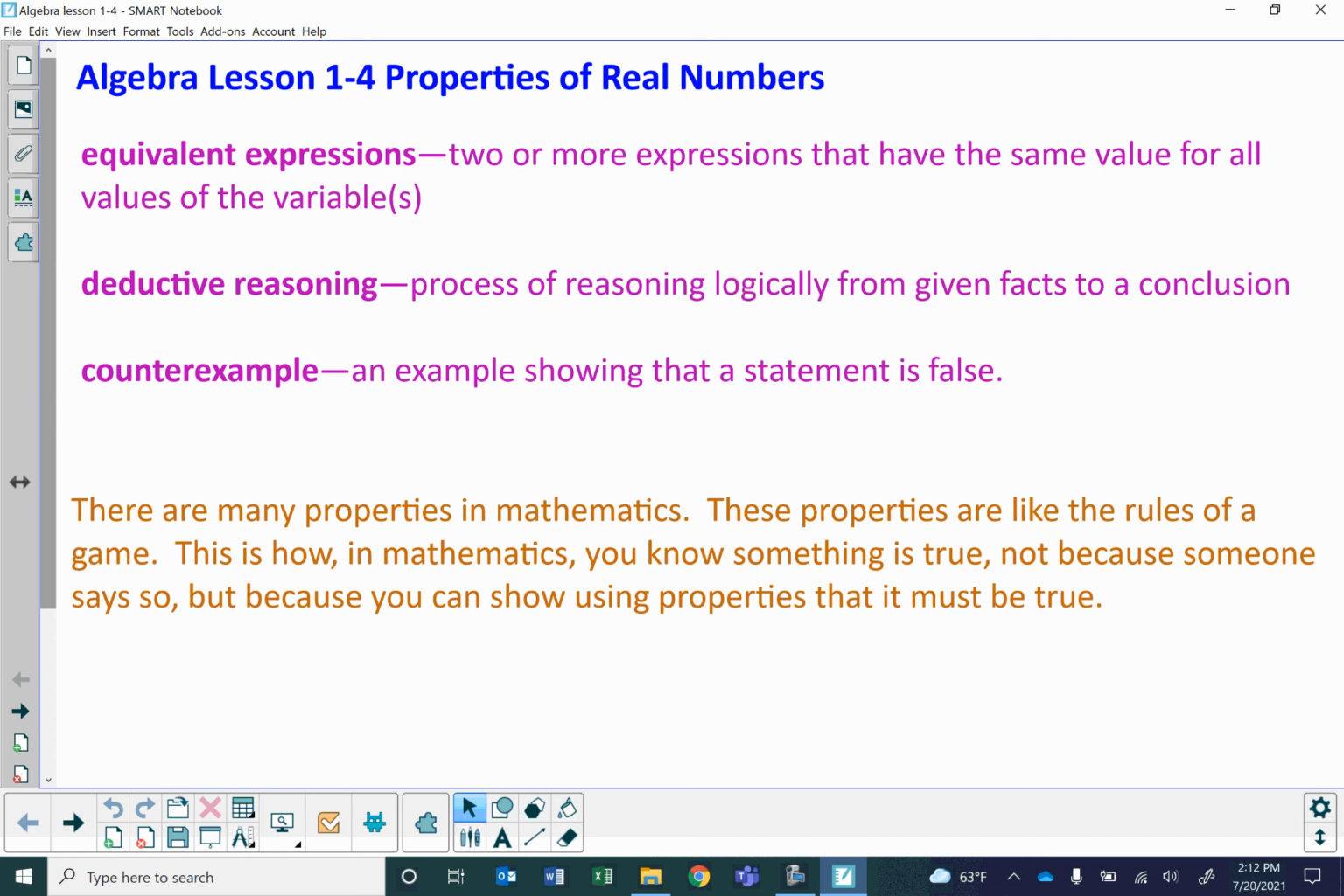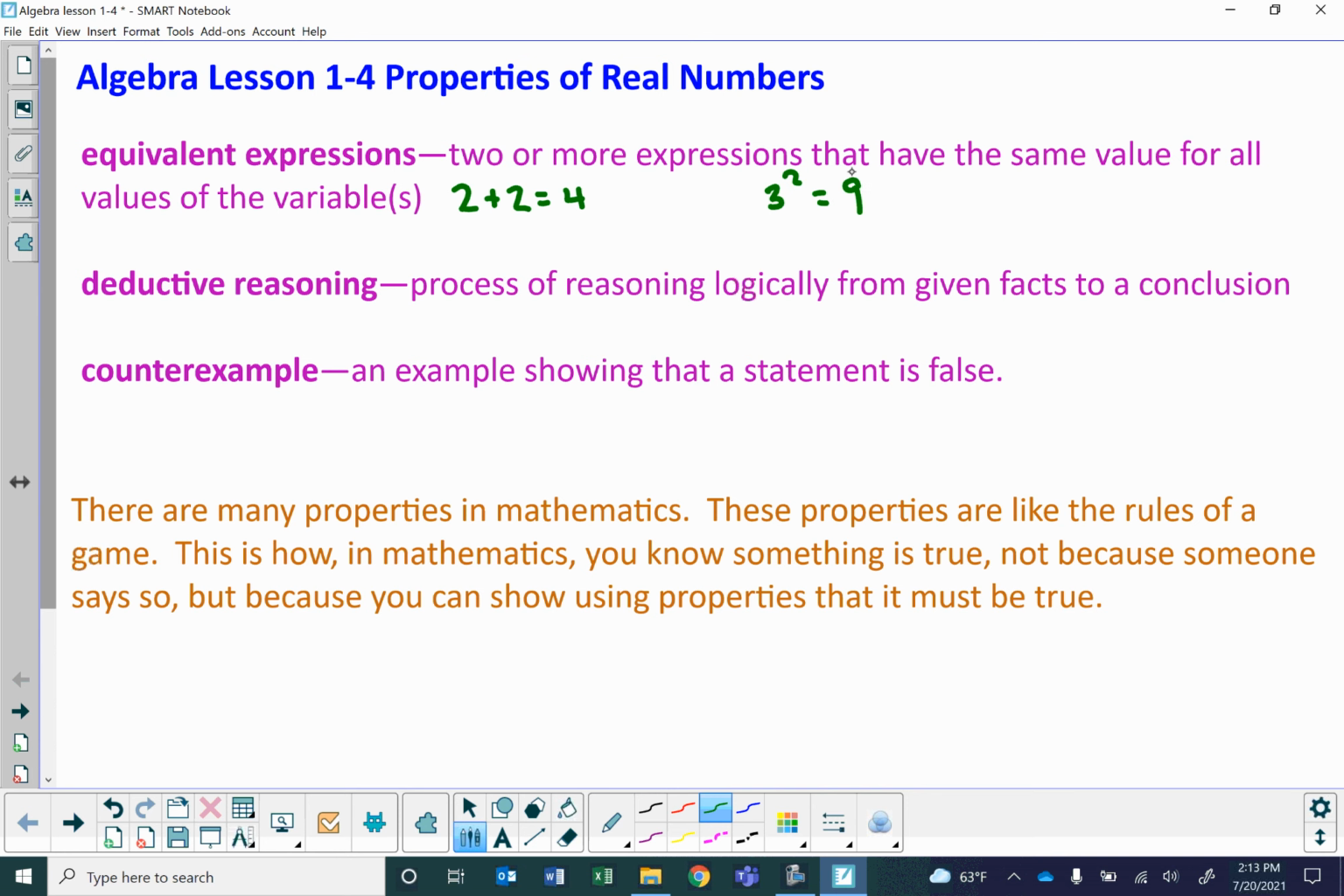This is Algebra Lesson 1-4, Properties of Real Numbers. Equivalent expressions. Equivalent expressions are two or more expressions that have the same value for all values of the variable. Examples being, if I had 2 plus 2 equals 4, that's an equivalent expression because 2 plus 2 equals 4, and like 3 squared equals 9.